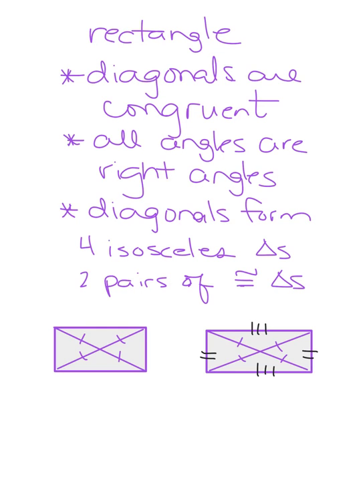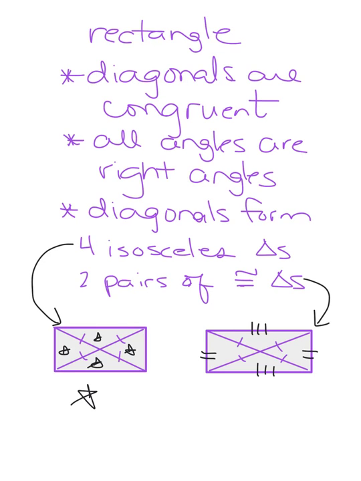So in looking at this rectangle right here, I know that diagonals bisect each other because that's a property of a parallelogram. I also know that the diagonals are congruent because it's a rectangle. And so what happens is they form 4 isosceles triangles. There's one here, one here, one here, and one here. So the diagonals form 4 isosceles triangles.